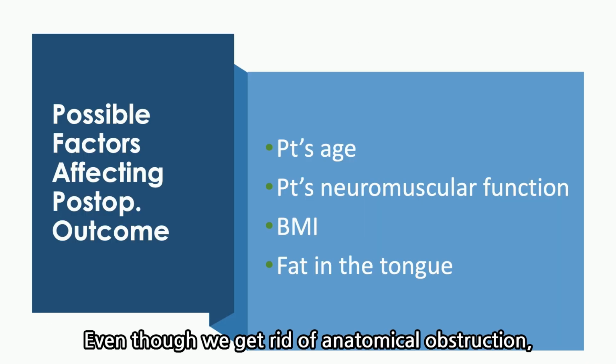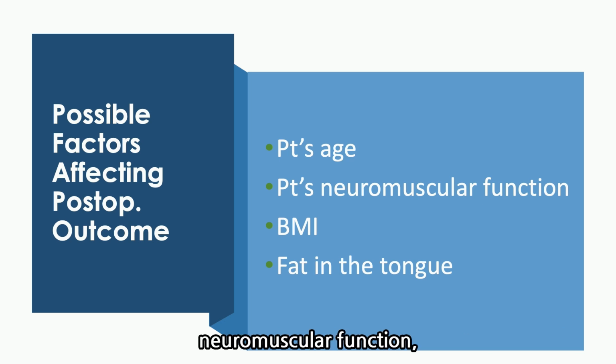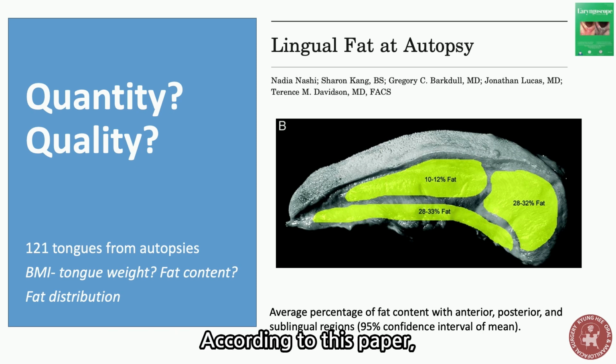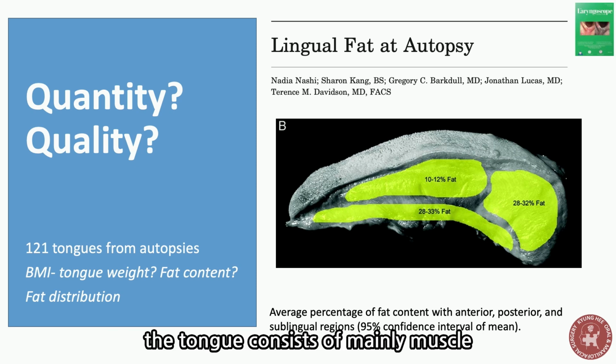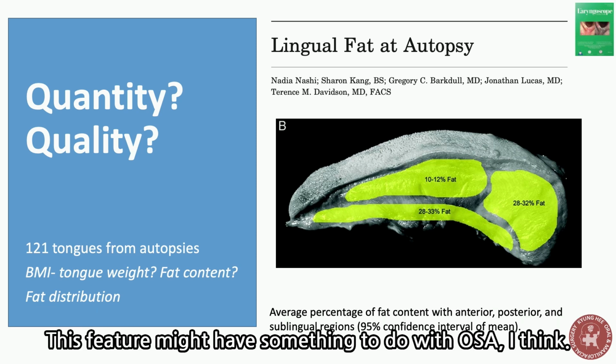Even though we can get rid of the anatomical obstruction, functional parameters or other affecting factors may override. Patient age, neuromuscular function, BMI, and fatty tongue may be factors affecting the outcome of OSA surgery. Let's talk about the workout for the tongue. According to this paper, the tongue consists mainly of muscle, but fatty infiltration is seen, and relatively higher fat was seen in the posterior tongue area. This feature might have something to do with OSA, I think.